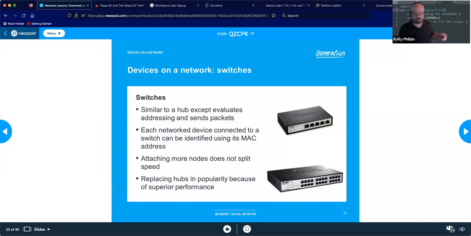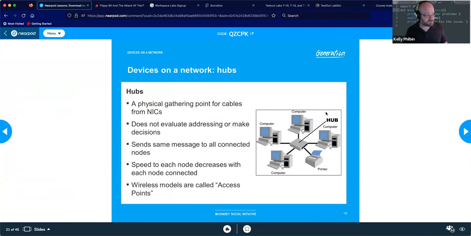Questions on this? All right, so that's a switch. It's a layer 2 device that uses MAC addresses to communicate. And each port is now its own collision domain, unlike a hub where all of these computers are on the same collision domain, meaning if they talk at the same time, their data can collide.